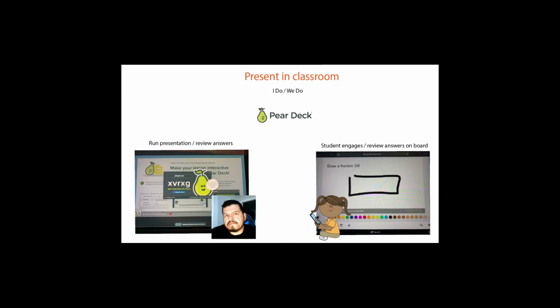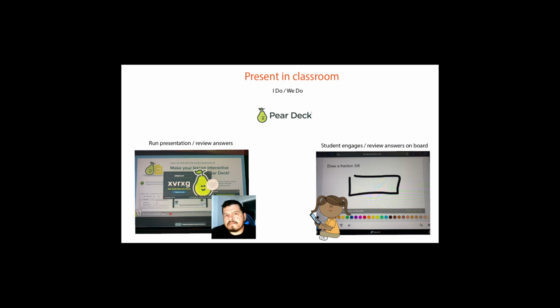Now in the classroom, it works awesome. Technically the teacher would have a projection, and they would be showing the results of the students' slides. So I would be presenting, PearDeck would be on the board. The student would see a very similar thing on their iPad where they would be able to interact with the slide that I'm presenting. And then I could pause, and then we can review the work on the board.